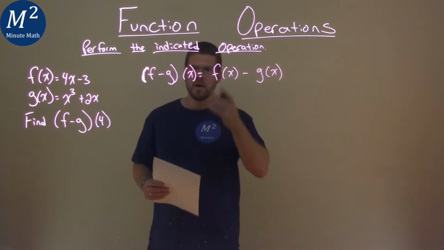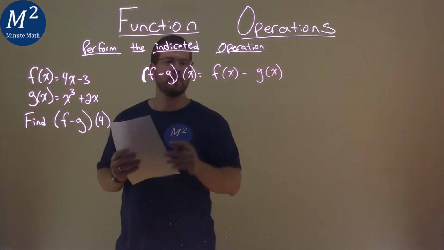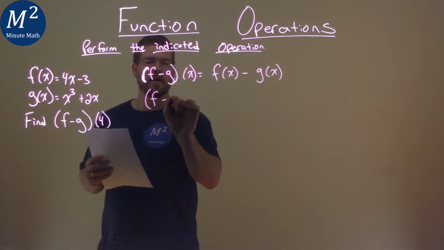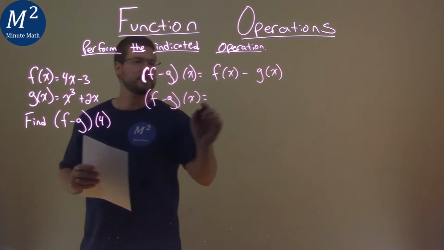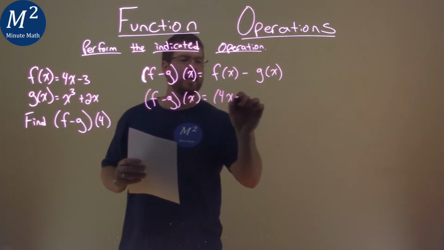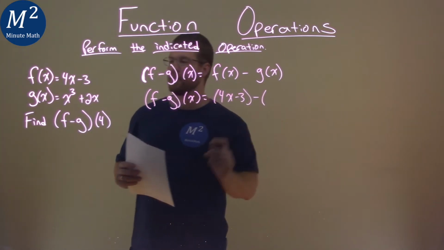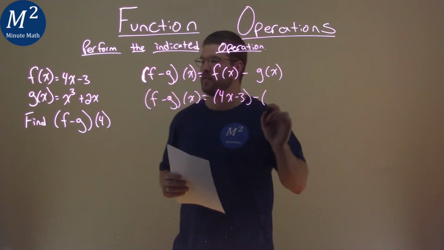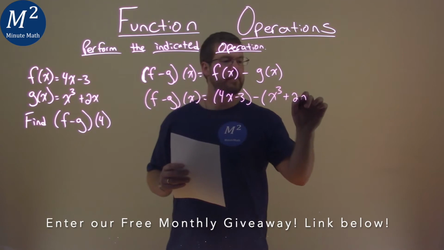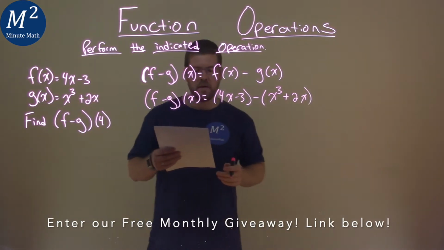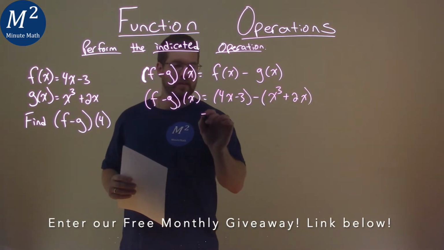So then from here, we want to substitute them in. So again, f minus g of x is equal to f of x, which is 4x minus 3, subtracted by x to the third plus 2x, which is g of x. Now we want to simplify this.